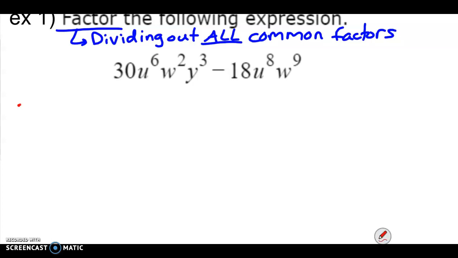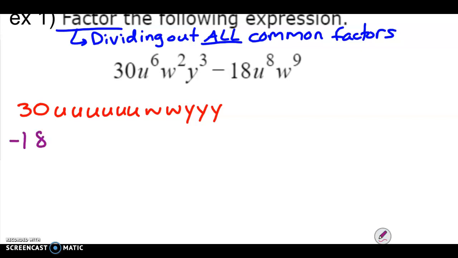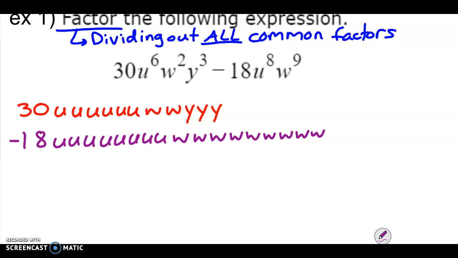So 30 u to the sixth would be 6 u's. W squared would be 2 w's, and then y cubed would be 3 y's. Negative 18 u to the eighth, w to the ninth, we would have a negative 18 out front. There'd be 8 u's and 9 w's. Okay? And basically what we're looking at is what is everything that these two things have in common.